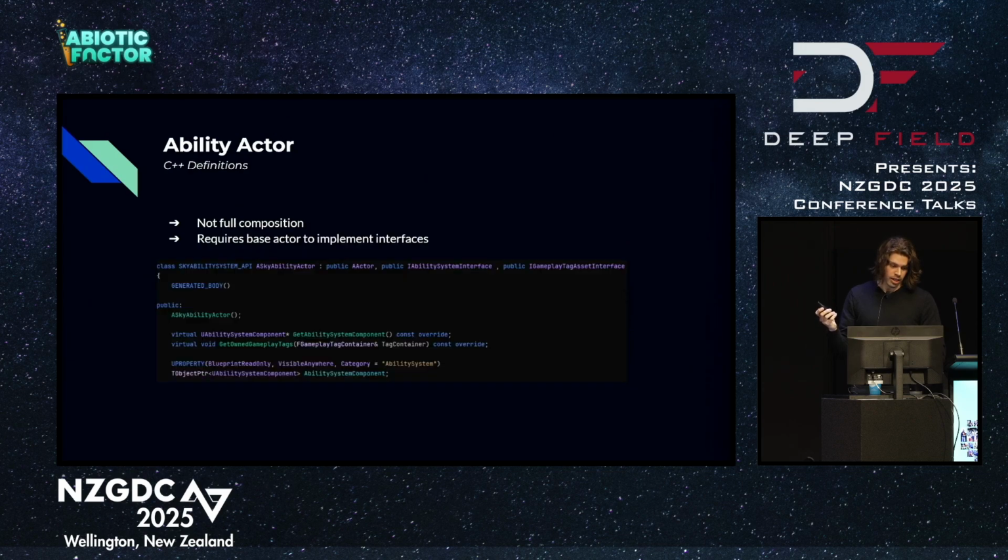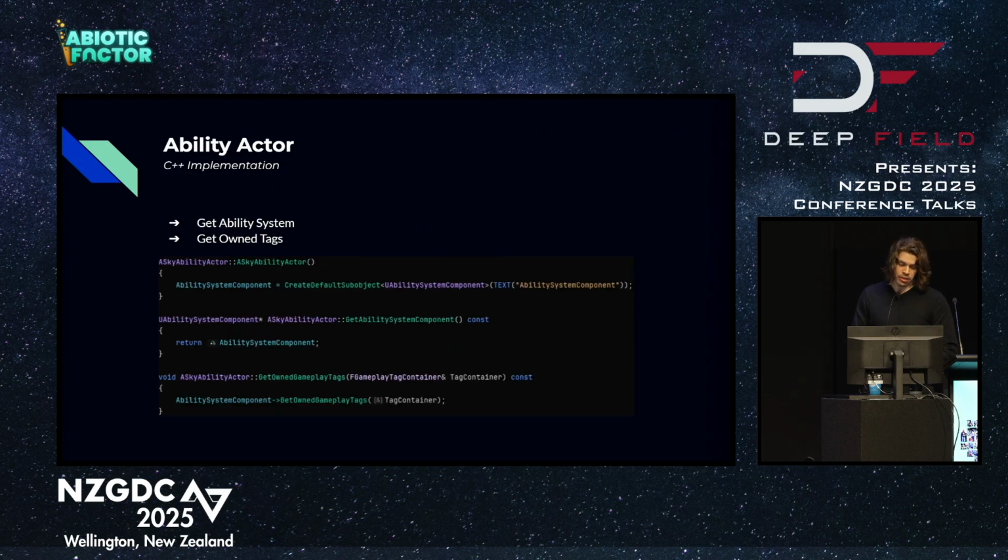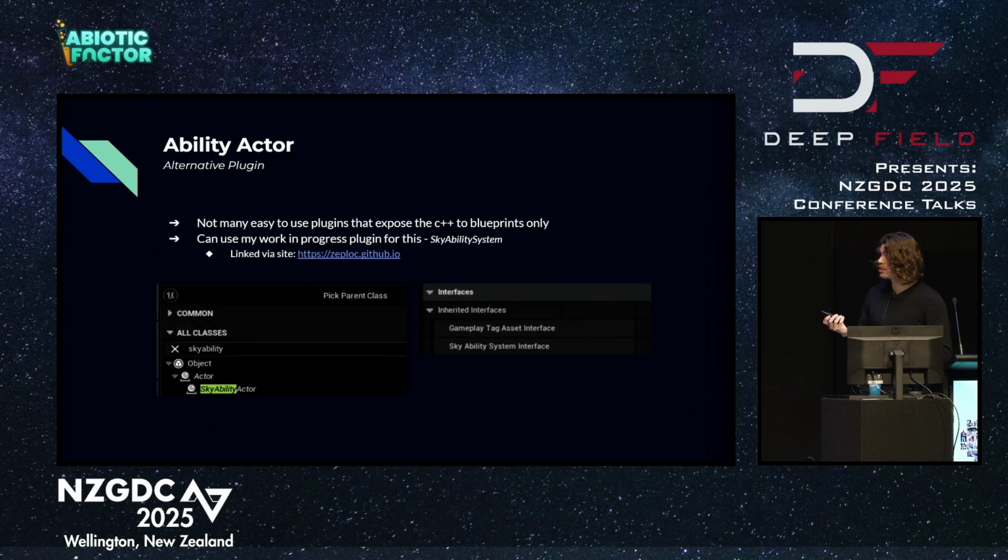But you can use a plugin I've created that I will link later that shows that. You can see here the example of the interfaces being implemented. It's essentially just those two functions to get the component and get the tags. It's very simple. Because it's so simple, I thought there would be plugins that already have this. I couldn't really find any. I was quite surprised.